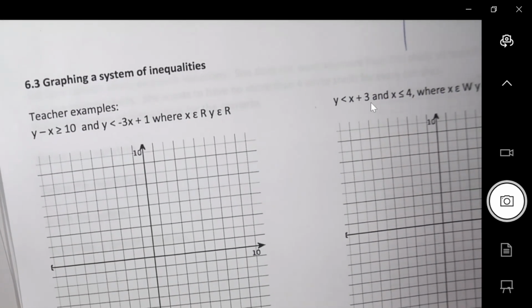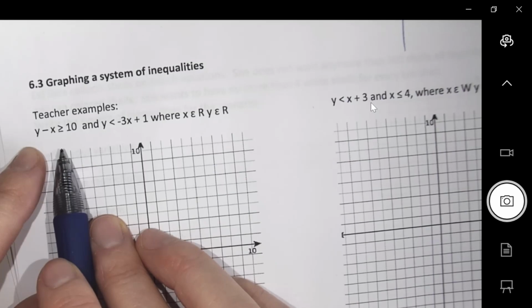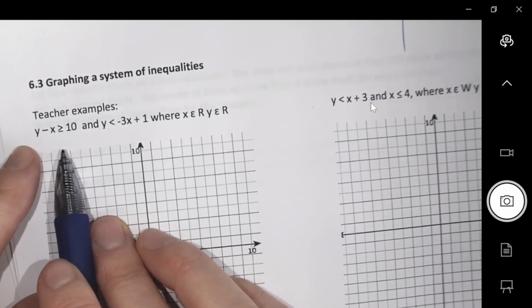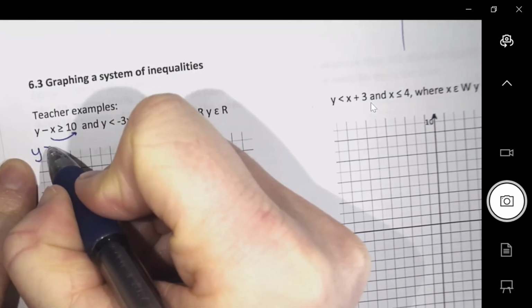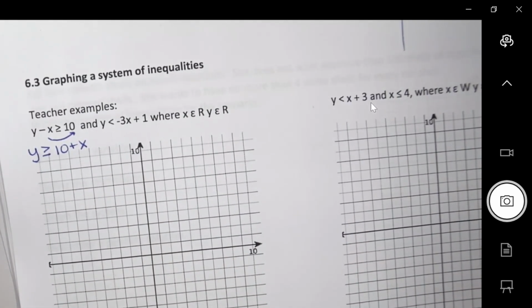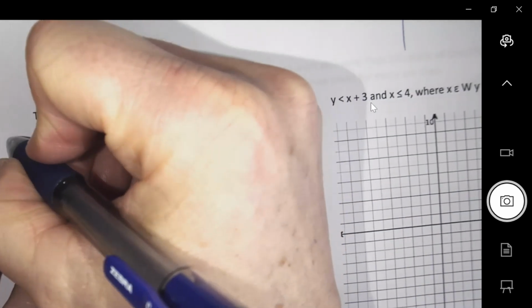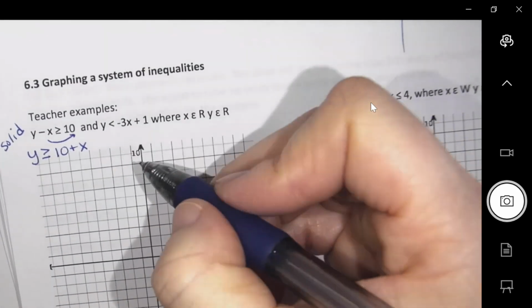Two examples here. So this one, I don't like the algebra of it. I need y alone. So what are you going to have to do here? You're going to have to add x. Ready? Let's graph it right away. And when I graph it, it's going to be a solid line. Okay, so graphing it.